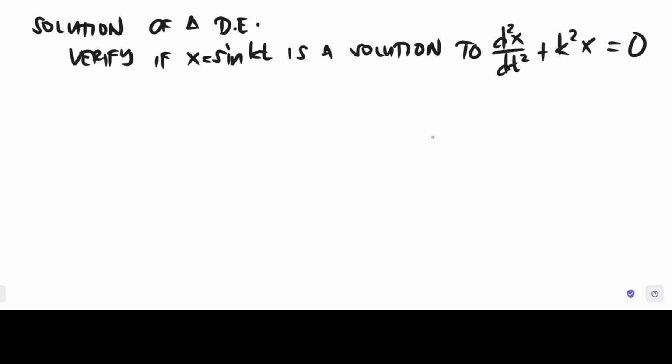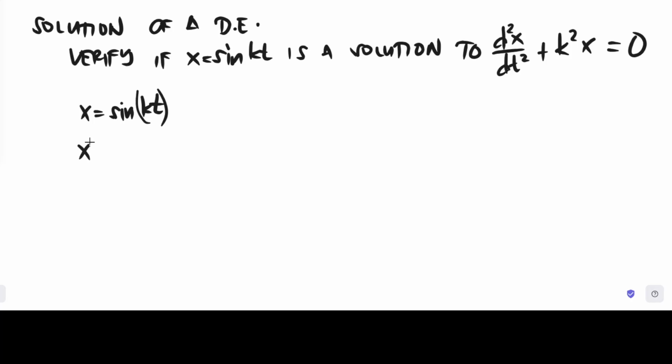Now to confirm, we need x, which we have here, and we need the second derivative as well in order for us to substitute into our differential equation. So we have x is equal to sine of kt, right? If you're confused, let us place a parenthesis here. So we need the second derivative.